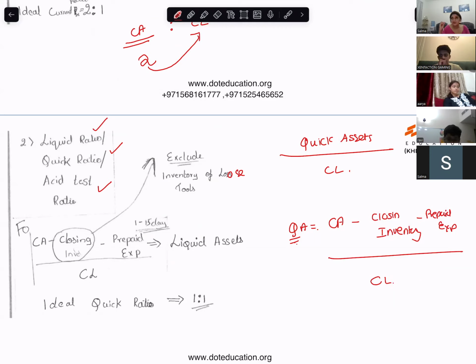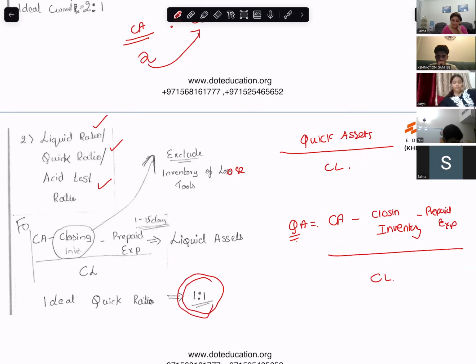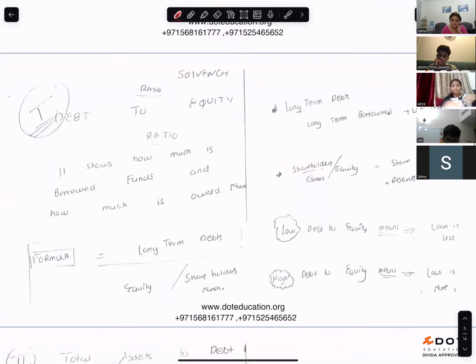What does this tell you? How quickly you can pay your current liabilities with your quick assets. The ideal ratio is 1:1. I'm sure you know this.